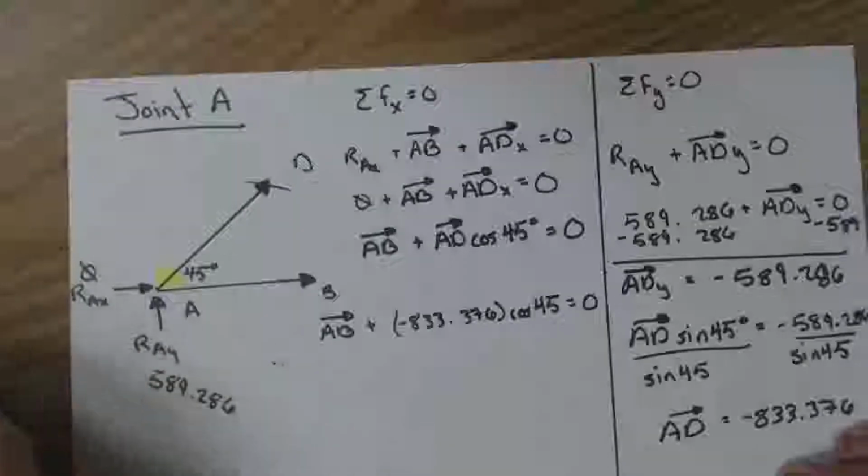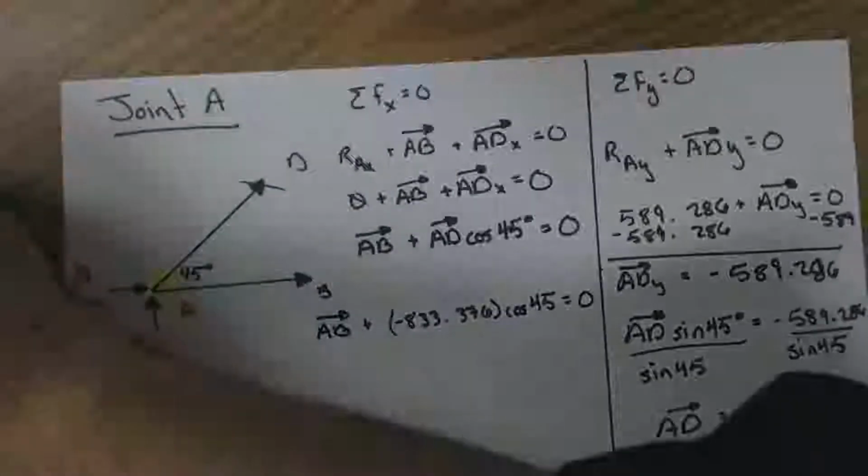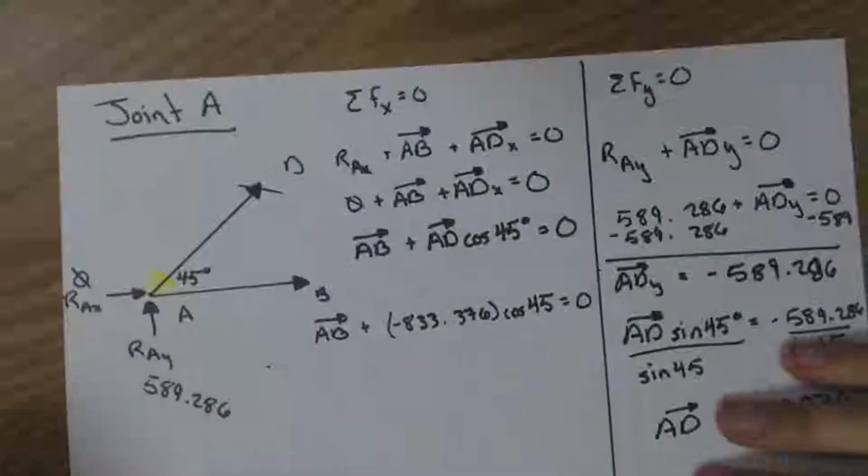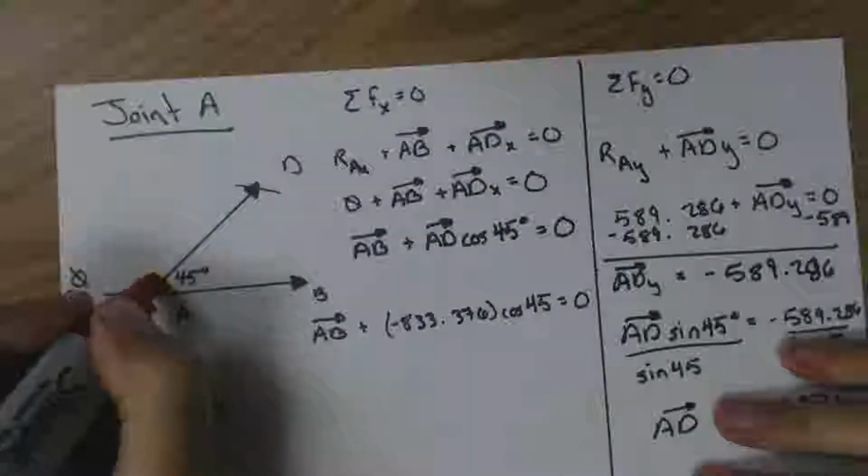Nope, that's not showing up. Yeah, I've got a red Sharpie here. I'm going towards my joint. This is the direction it's actually going.